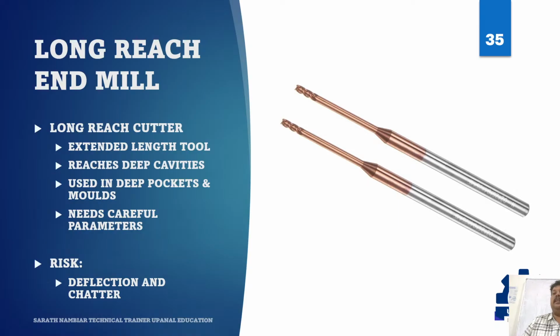They can bend slightly under load. They can chatter. They can break if punished too aggressively. That is why experienced machinists always choose the shortest possible tool that still reaches the feature. Long reach tools solve access problems, but they may require gentle machining and strategy. This is a perfect example that geometry access and rigidity must be balanced.